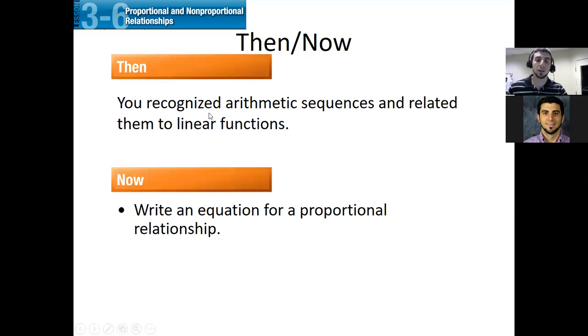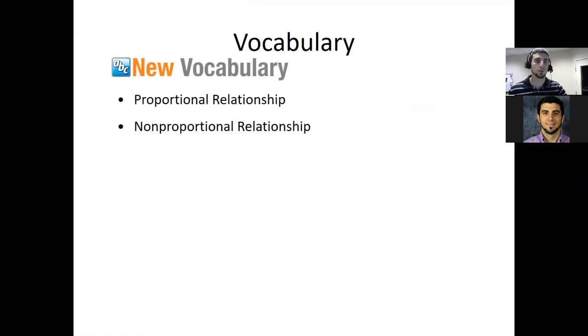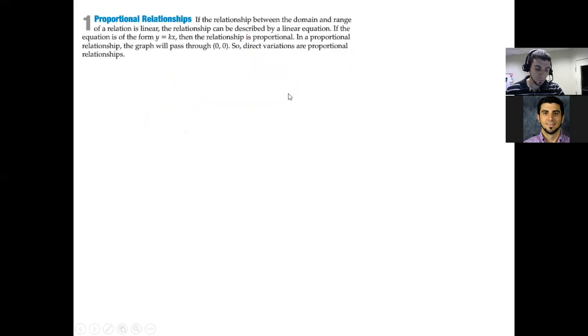And now we're going to write an equation for a proportional relationship as well as write an equation for a non-proportional relationship. And that's the vocabulary there: proportional relationship and non-proportional relationship. So if the relationship between the domain and range of a relation is linear, the relationship can be described by a linear equation. If the equation is of the form y equals kx, then the relationship is proportional. We called that direct variation before.